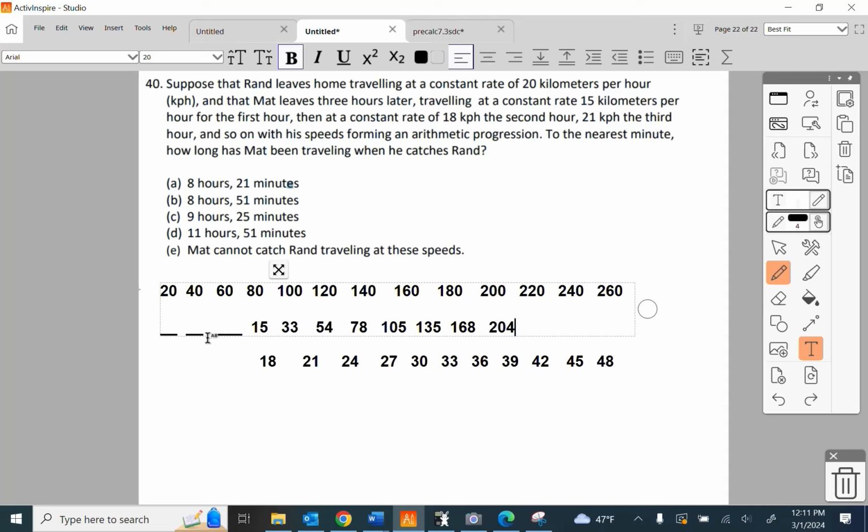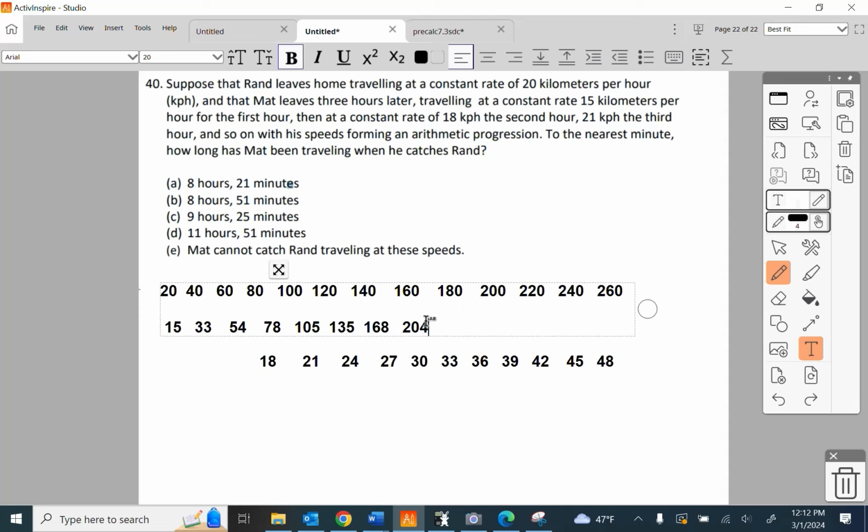So let's count our hours. 1, 2, 3, 4, 5, 6, 7. Oh, how long has Matt been traveling? Let's get rid of those 3 blanks. 2, 3, 4, 5, 6, 7, 8. He caught him really close there, didn't he? Sometime by the end of the 8th hour, he caught him. You'd be tempted, though, to round that down, but sometime near the end of the 8th hour, he caught him. He was still on the 8th hour.